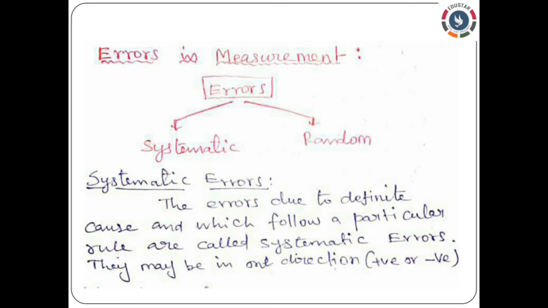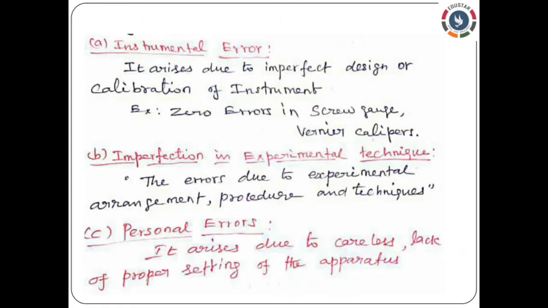So what do we mean by systematic and random? Systematic errors are due to a definite cause and follow a particular rule. That is called systematic errors. It is one-dimensional, so it is linear, and it has positive or negative values. The systematic errors are also divided into three categories. The first one is the instrumental error. It arises due to imperfect design or calibration of the instrument. For example, zero errors in the screw gauge and vernier calipers. If the screw gauge or vernier has errors, the measured value will have some error, so it is not an accurate value. This is called instrumental error.